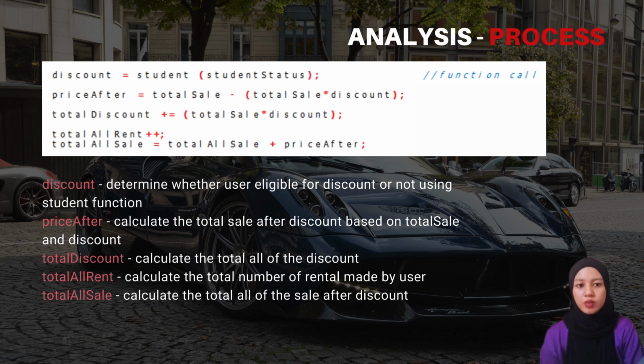And lastly, the variable total all sale is to calculate the total of all the sales after discount, which is the final price that needs to be paid by the user.